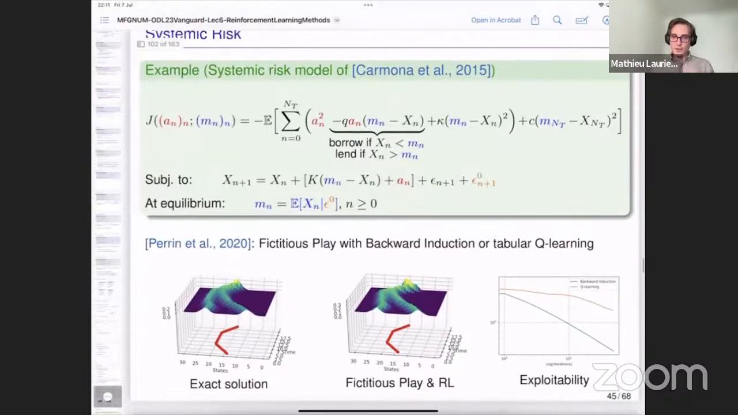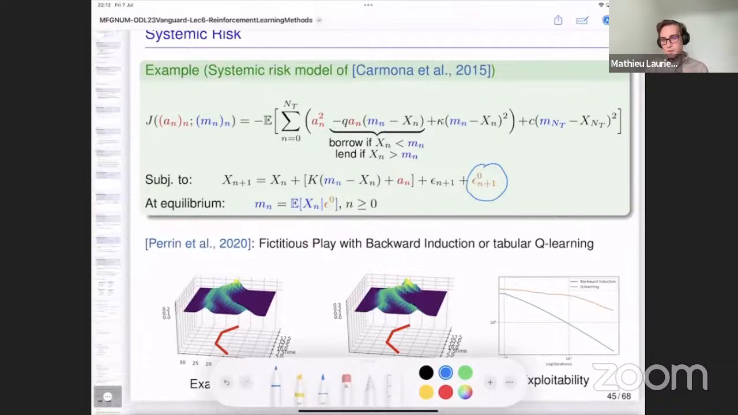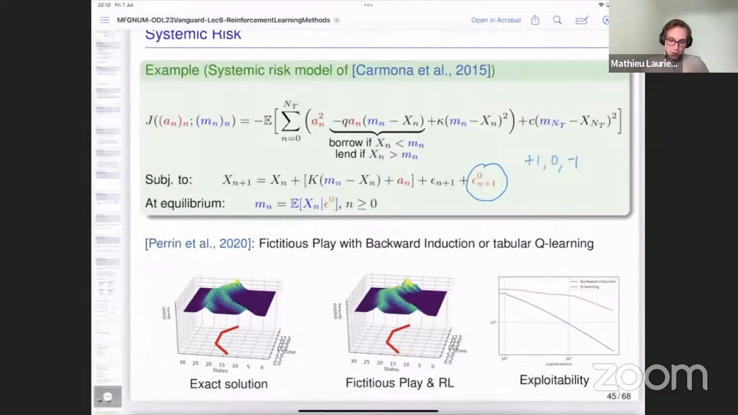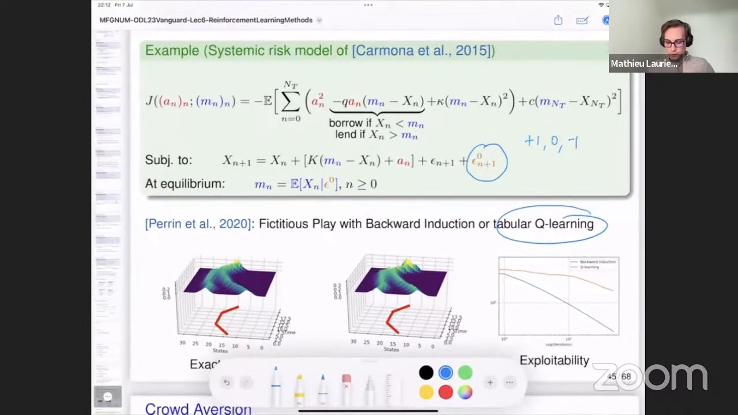So this is, again, the systemic risk model that I described in the previous lecture with common noise, but here we take a discrete time model, and also we assume that the common noise can take only a few values, for example, +1, 0, and -1. So this is a very restricted form. It's not a good approximation of the continuous model, not really. And so we can solve this model using backward induction and fixed point or fictitious play, and we can also solve it using tabular Q-learning combined with fictitious play.